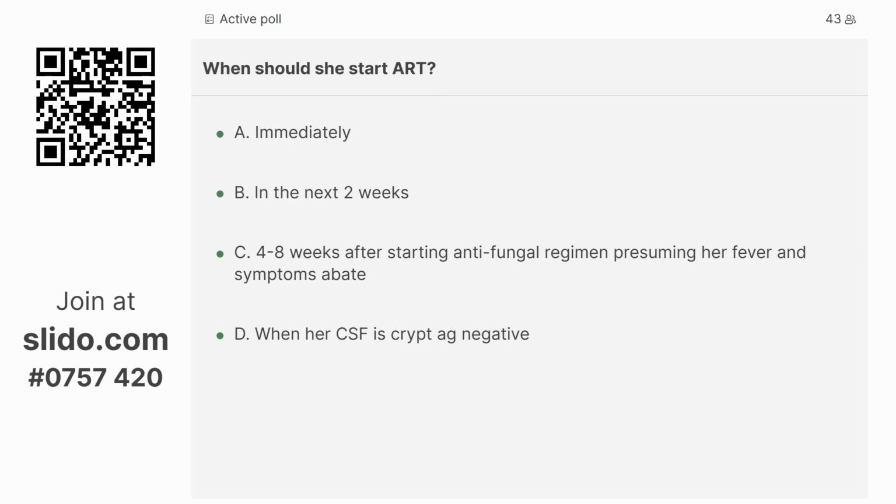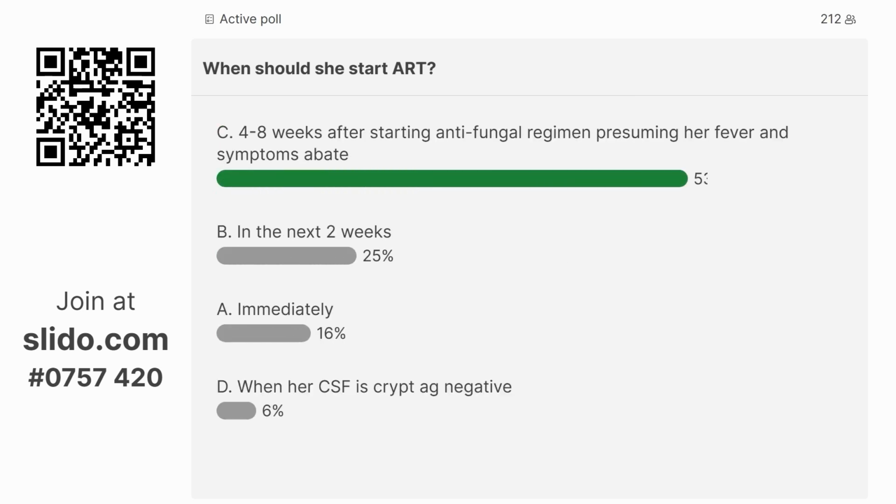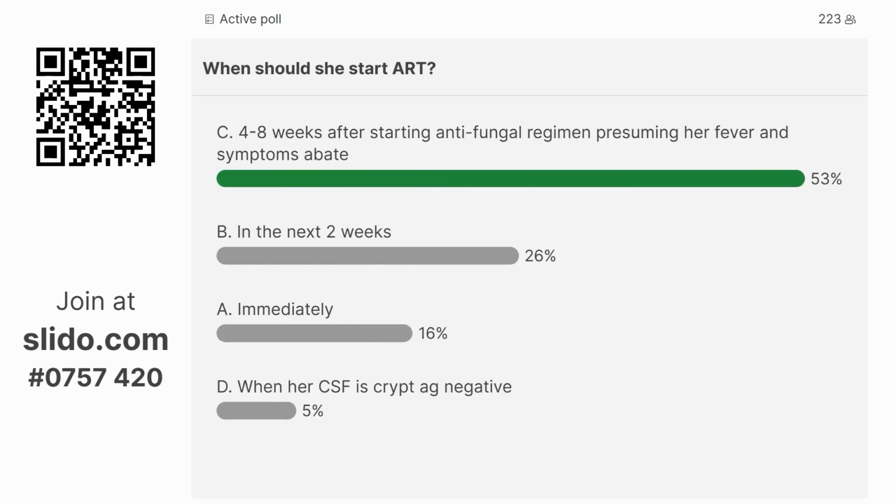Okay, come on, the people in the back, you've got to vote. Okay, so again, I'm not sure there's one correct answer. Most of you would wait for 4 to 8 weeks after antifungal therapy.